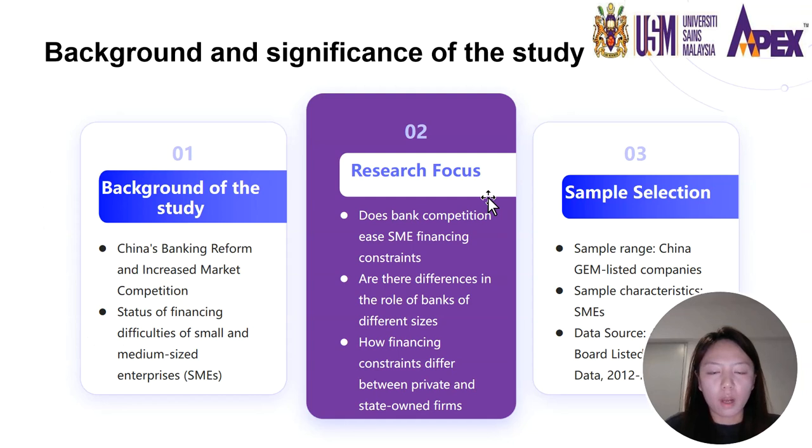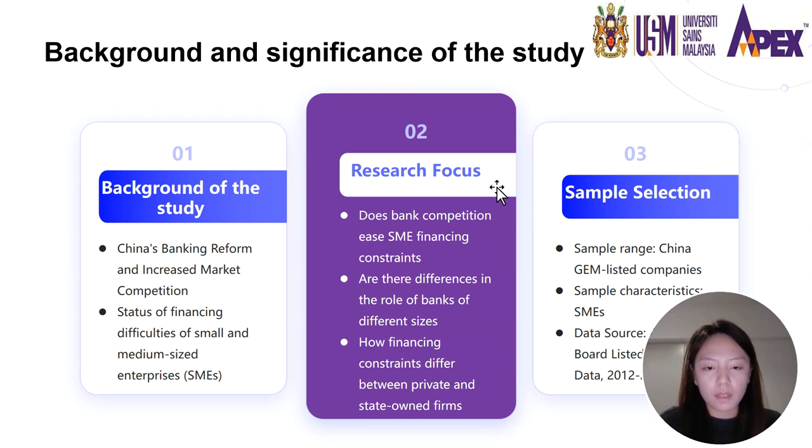The research background of this paper is basically the reform of China's banking sector and the intensification of market competition, as well as the current situation of financing difficulties of small and medium-sized enterprises. This paper is devoted to exploring whether bank competition can ease SMEs' financing constraints and whether there are differences in the rules of banks of different sizes and how the financing constraints of private firms and state-owned enterprises differ.